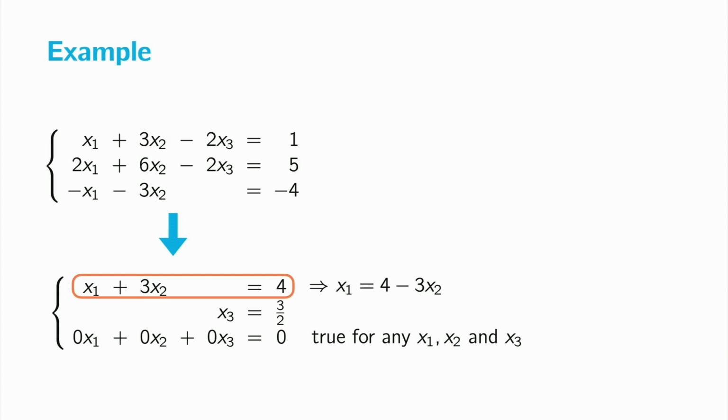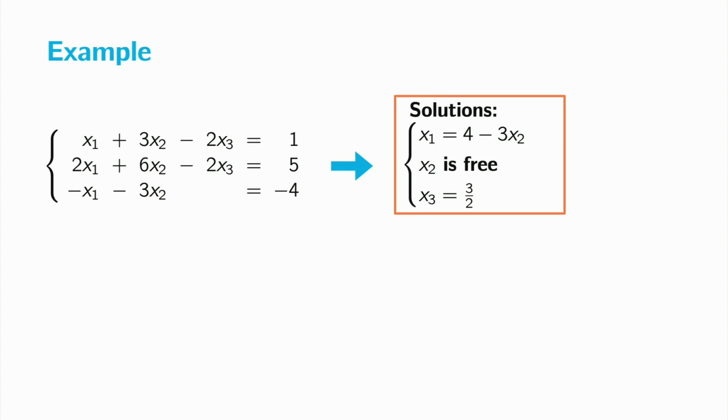We can express x1 in terms of x2. So if we choose a value for x2, then all the variables are fixed. But we can choose any value we like for x2. It is a so-called free variable. We can describe the solution set as follows. x3 equals 3/2, x2 is free to choose, and x1 equals 4 minus 3 times x2.